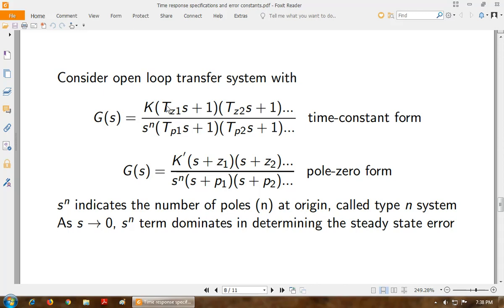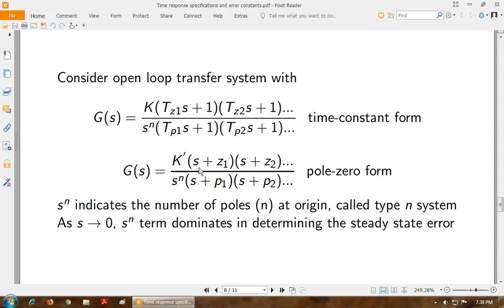When it is a time constant form, it will be tau z. This is a time constant of one zero, this is the time constant of another zero, and so on. And this is the type of system that is going to mention S to the power n. The power n will decide the type of system. When n is equal to 0, we can say type 0 system, then 1, 2, 3 as n increases that way. And the other way the transfer function can be expressed is the pole zero form.